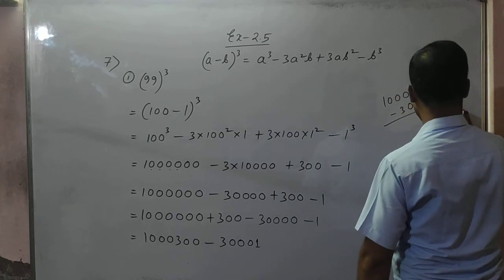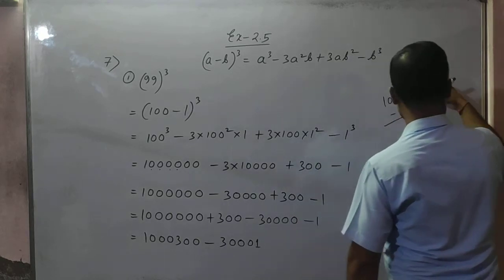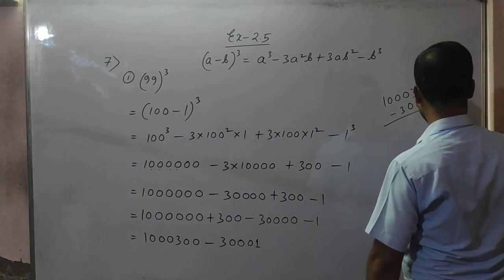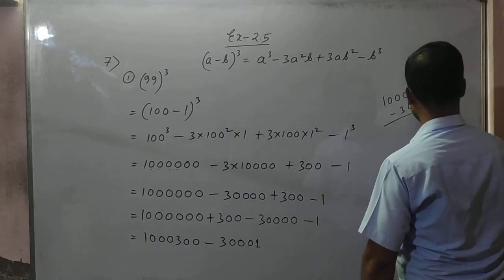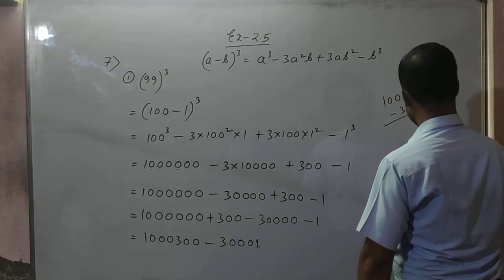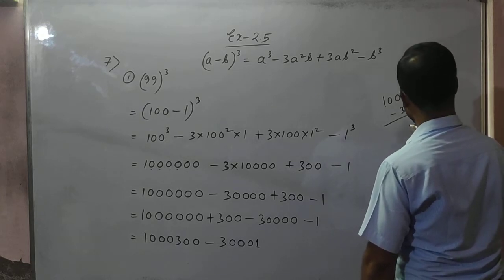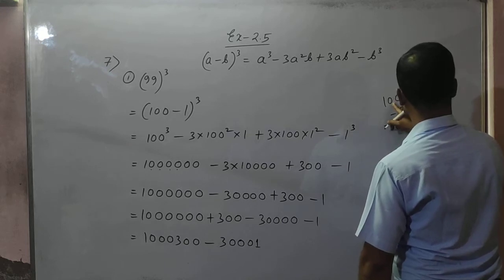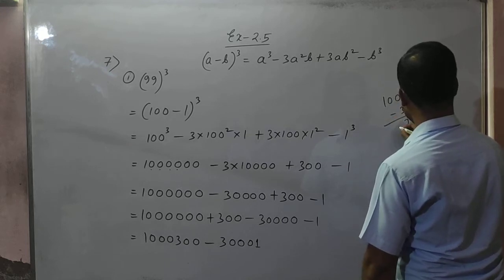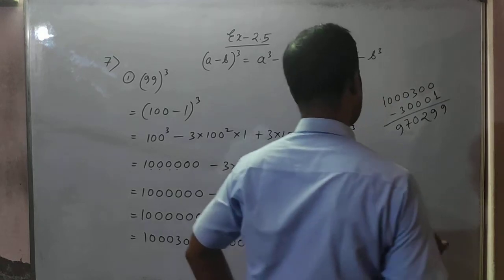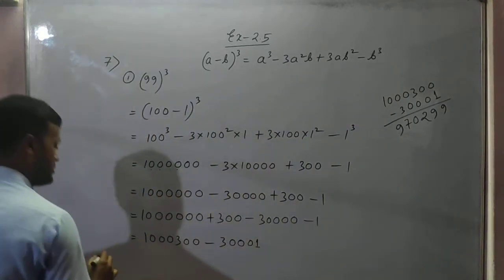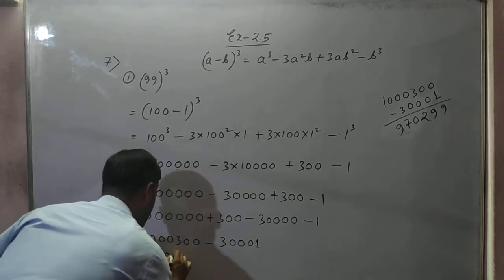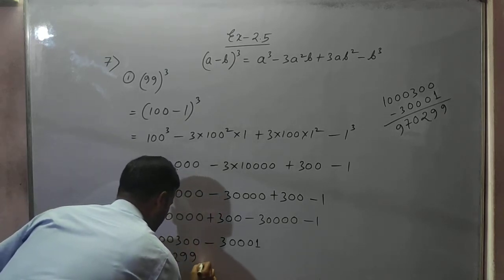10 minus 1, 9. 10 minus 3, 7. 9. So the answer is 970,299.